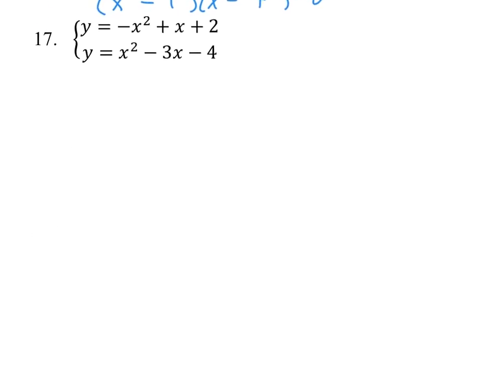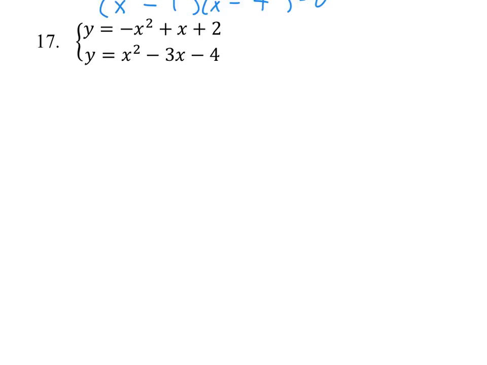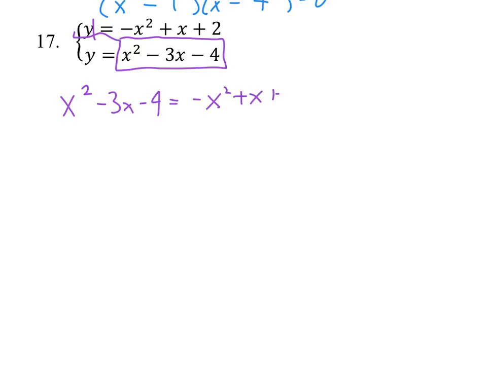Alright, last question. Okay, same sort of thing. We're going to use substitution. I'll take this, plug it in here. So I get x squared minus 3x minus 4 equals negative x squared plus x plus 2.